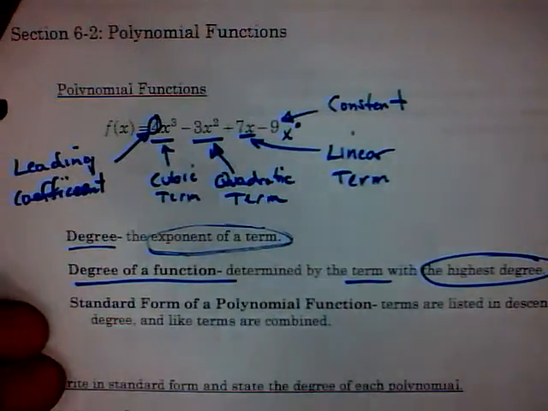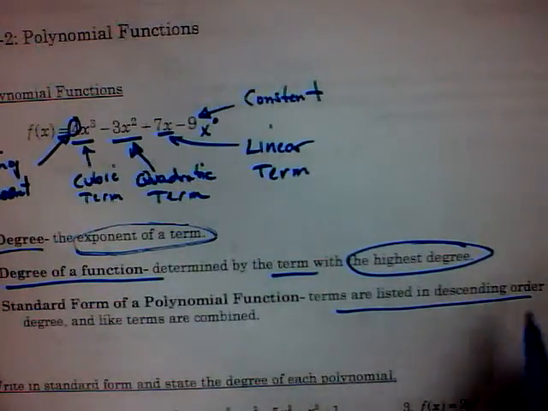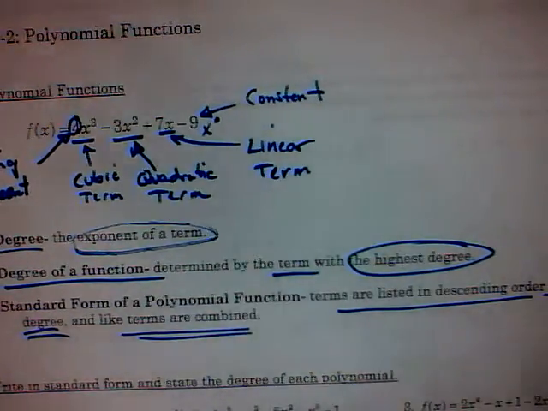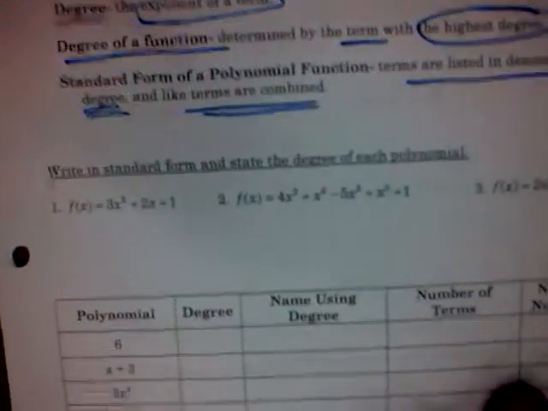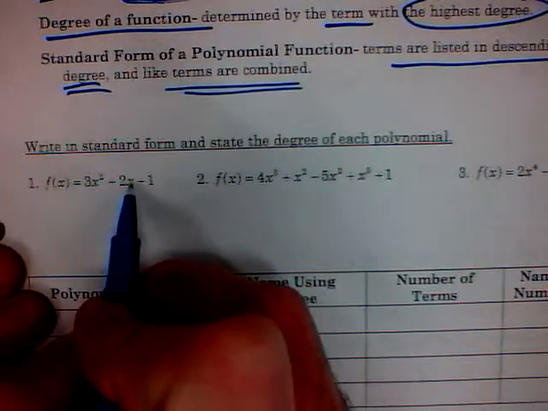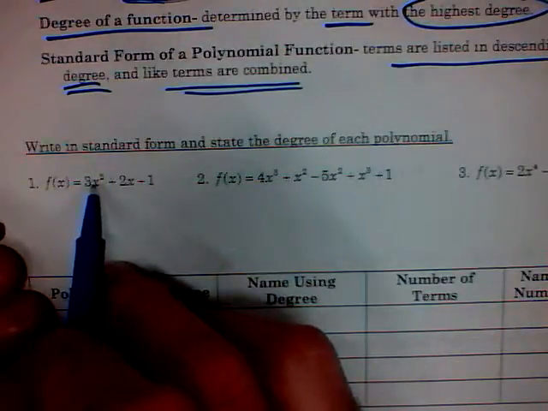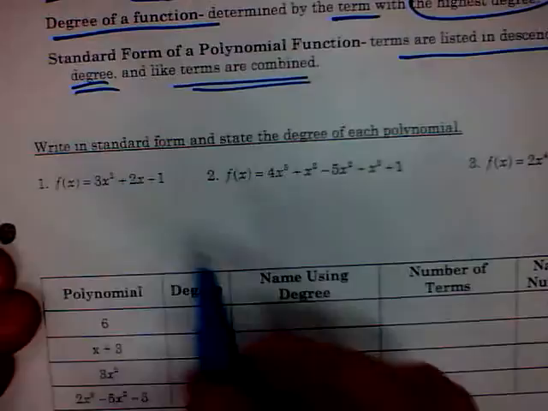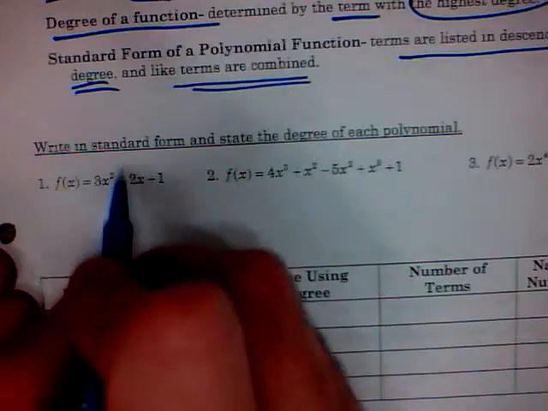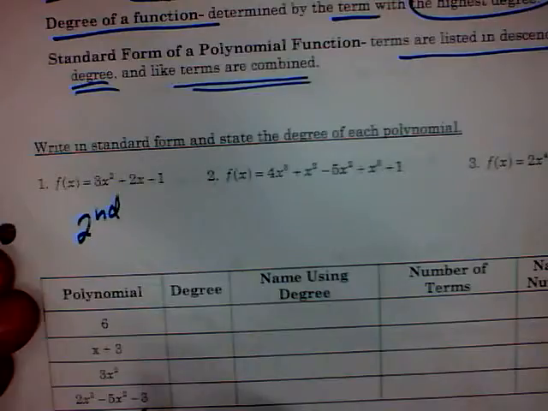Okay. Standard form of a polynomial is when the terms are listed in descending order of degree and like terms are combined. Okay. And that's what we've been doing thus far. So let's look at a couple examples here. On example number 1, we have a squared term, x to the first, and a constant here. So this is a quadratic, a linear, and a constant term. So we have no like terms. So we can just go to the degree. The degree is second power on here, so it's a second degree. The whole function, since that's the highest power, is a second degree.